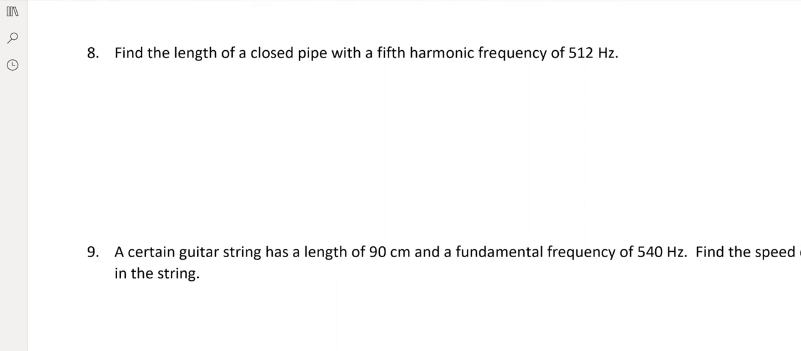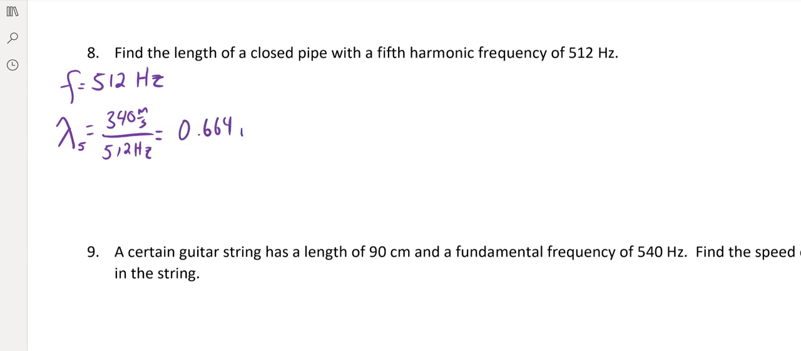Number 8, we want to find the length of a closed pipe with a fifth harmonic frequency of 512 hertz. Well, we know the frequency, 512 hertz. And we know the velocity, so we can find the wavelength. That's of the fifth harmonic. So we know it's 340 meters per second divided by 512 hertz, and that's going to be 0.664 meters. That's how long the wavelength is. But how long do I have to make this pipe?